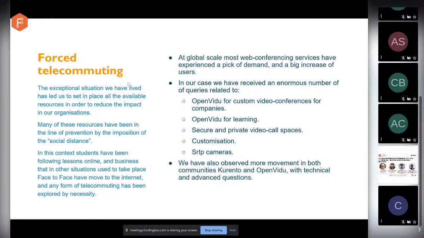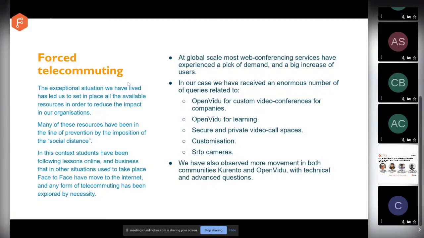So at global scale, that meant that most web conferencing services have experienced a peak of demand and a big number of users. In our case, as we are not providing this service as it is, we are just helping companies or organizations to integrate them in their own services. We have been receiving an enormous number of queries related to custom video conferences, for different kinds of roles in the conference, for different displays, look and feel, and everything.